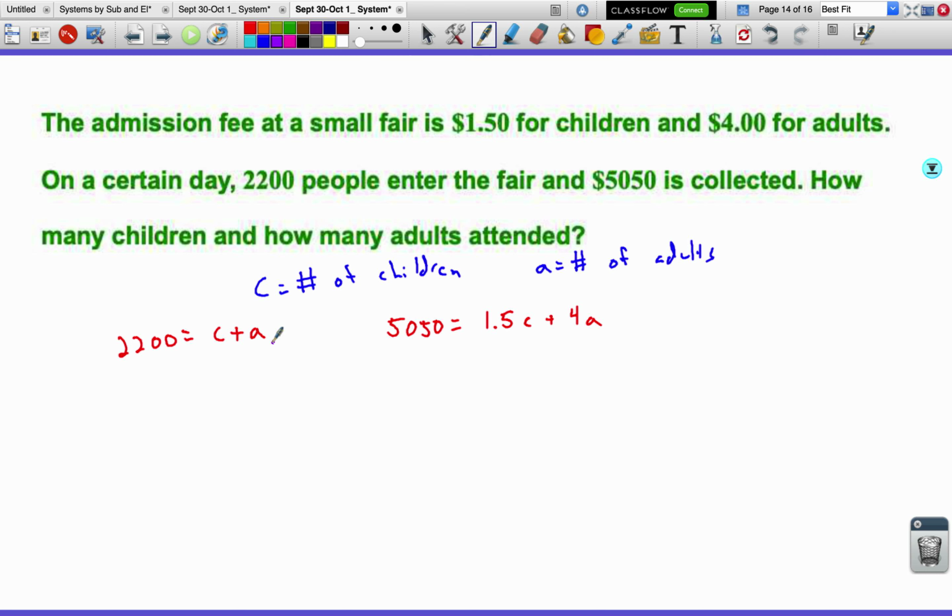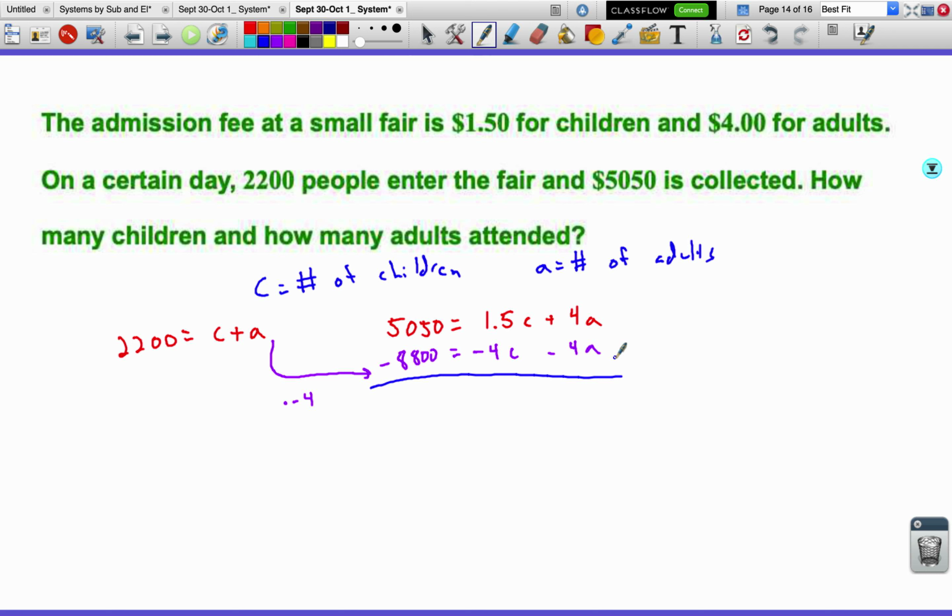So how about I'll take this equation, I'll multiply it by -4, and write it below this equation so that I get a zero pair with the A's. So that gets me -8,800 equals -4C minus 4A. Add these together. I need my calculator.